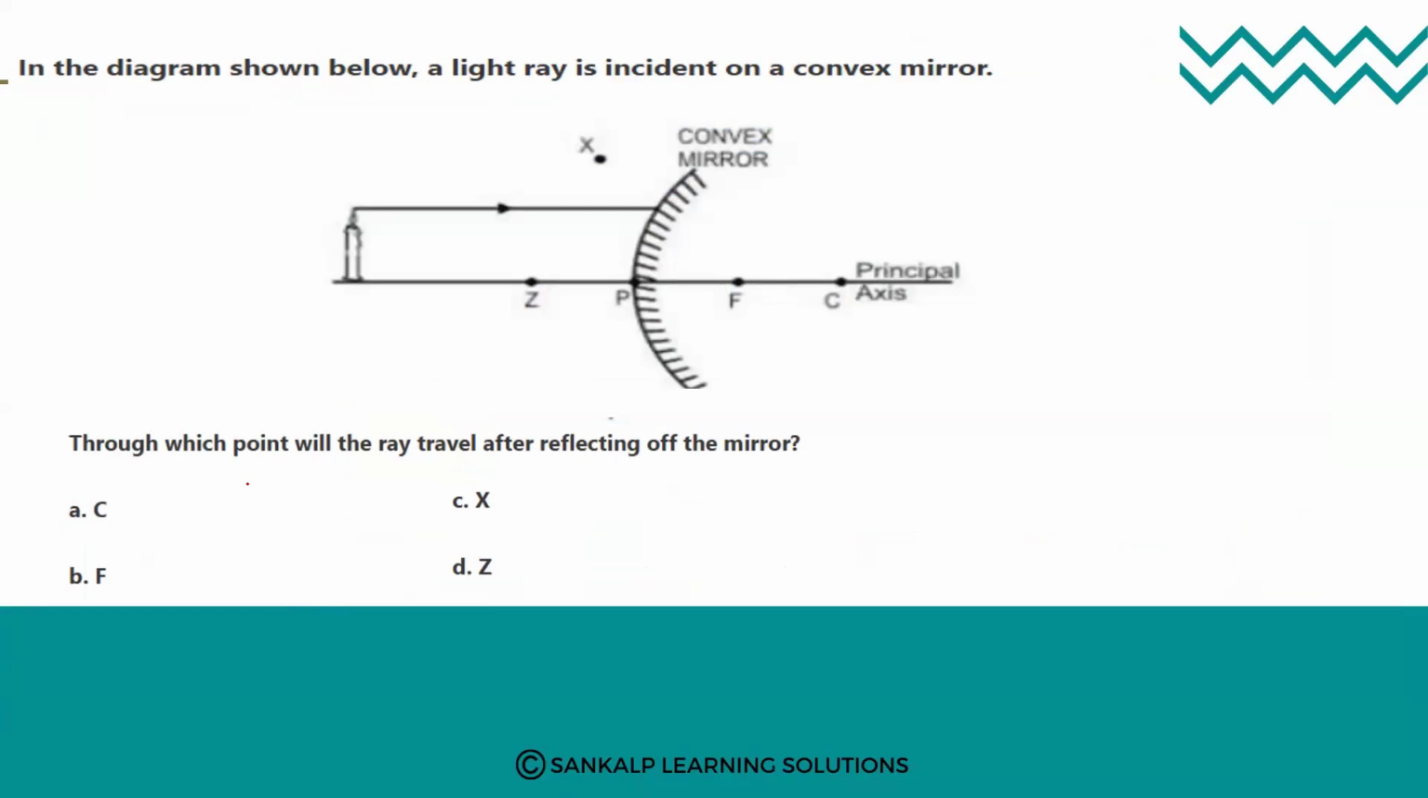So after reflecting, in which direction will the ray travel? Now the object is here and the ray is coming like this, that is parallel to the principal axis. After reflection where will it travel? Is it passing through F or C, or it is passing through X, X is here, or through Z? Passing through X, because it is a convex mirror and it appears to meet at F, but it is passing through X. So option C is right.